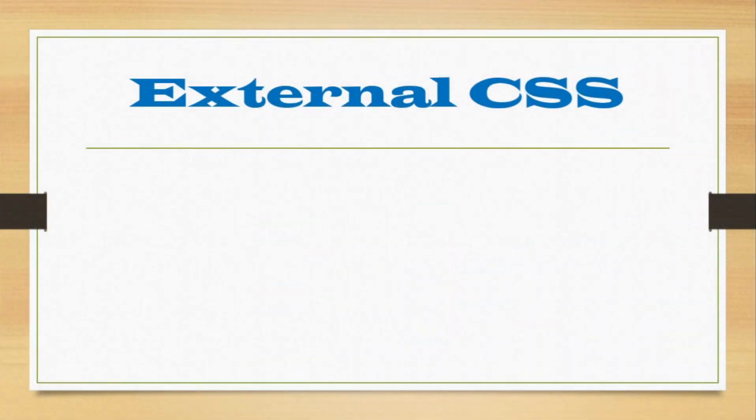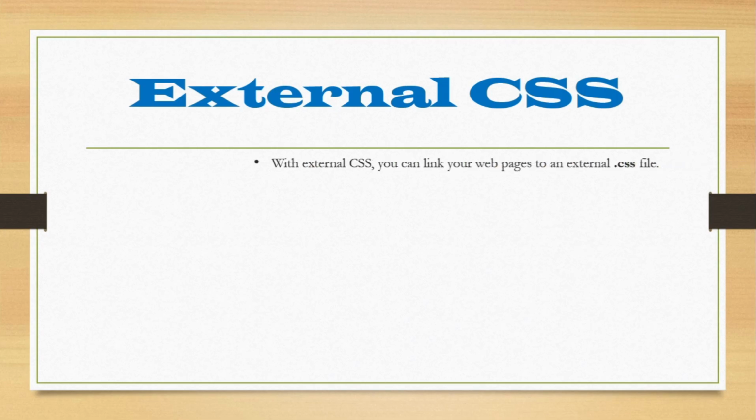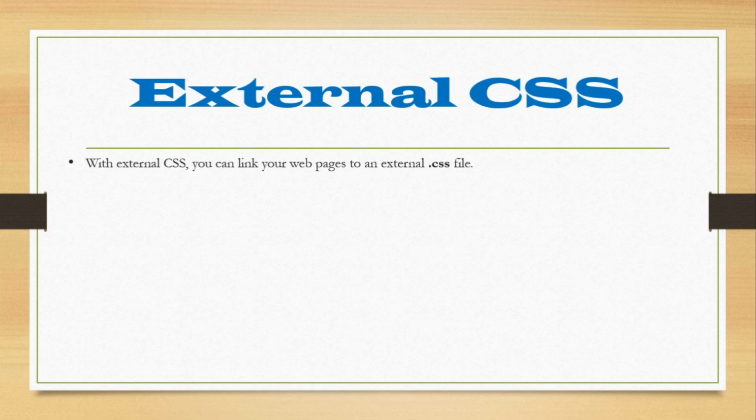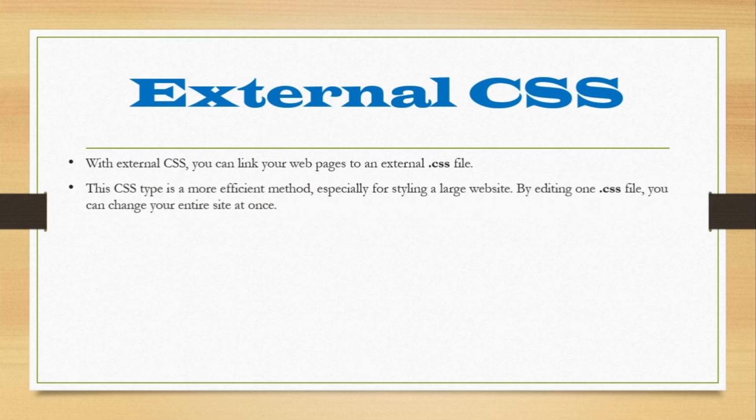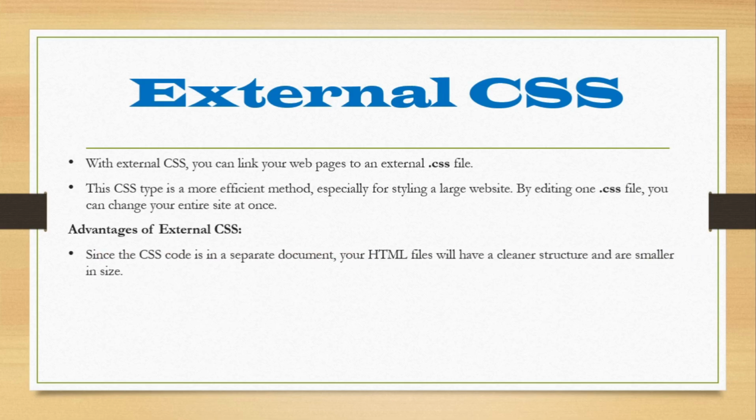External CSS. You can link your web pages to an external CSS file. This CSS type is a more efficient method, especially for styling a large website by editing one .css file. You can change your entire site at once. There are advantages of external CSS. Since the CSS code is in a separate document, your HTML files will have a cleaner structure and are smaller in size. You can use the same .css file for multiple pages.